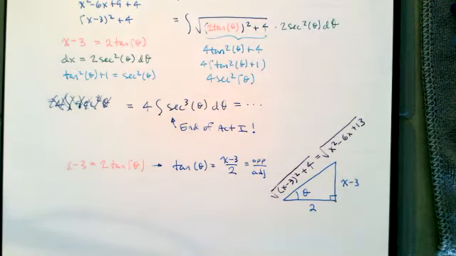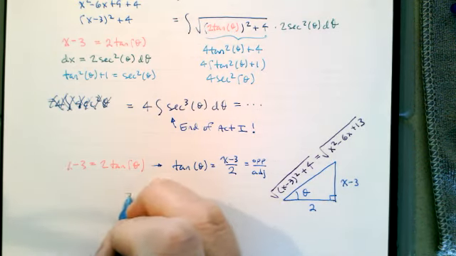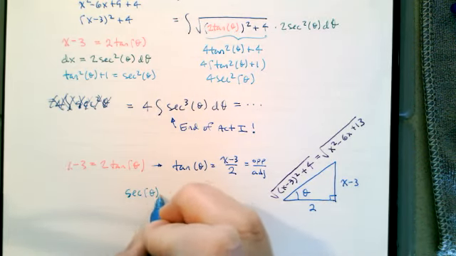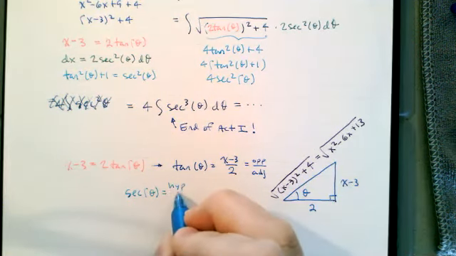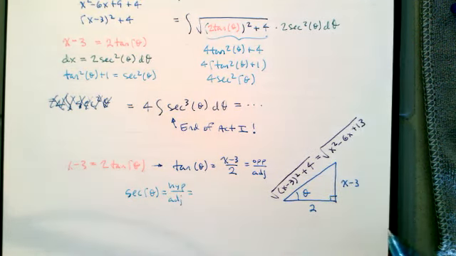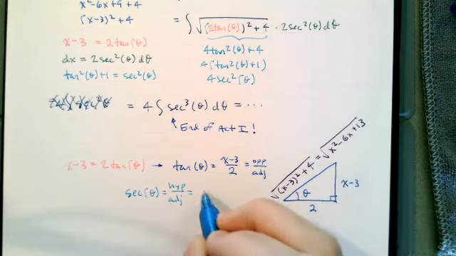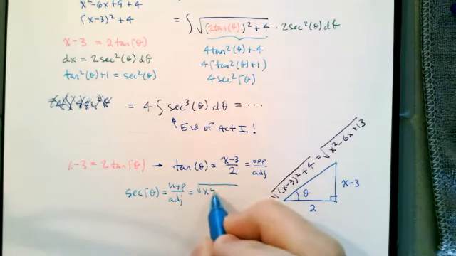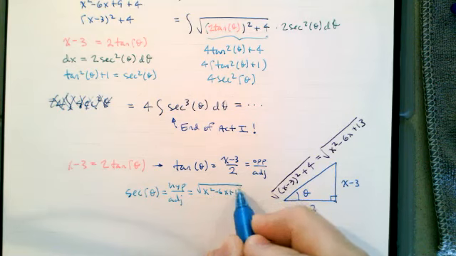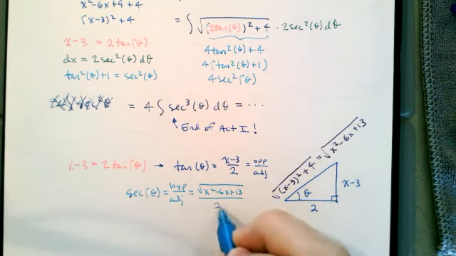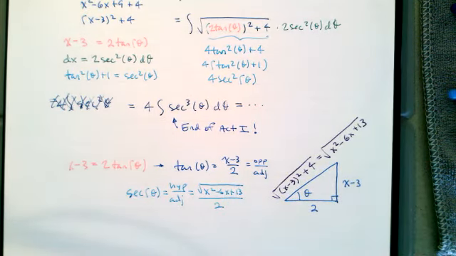So then we could use this to write secant theta, which is hypotenuse over adjacent. And we take the hypotenuse, the square root of x squared minus 6x plus 13, over the adjacent side, which is 2. We could also say theta is tangent inverse of x minus 3 over 2. We don't need that in this case.